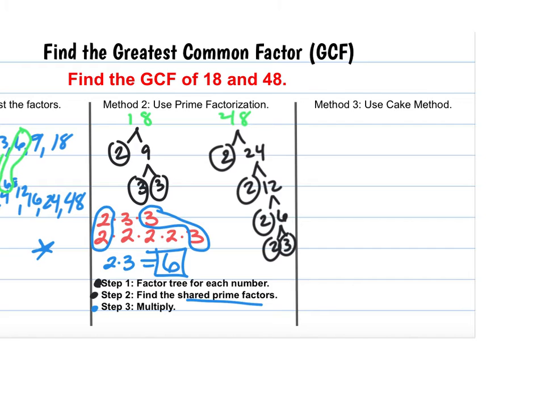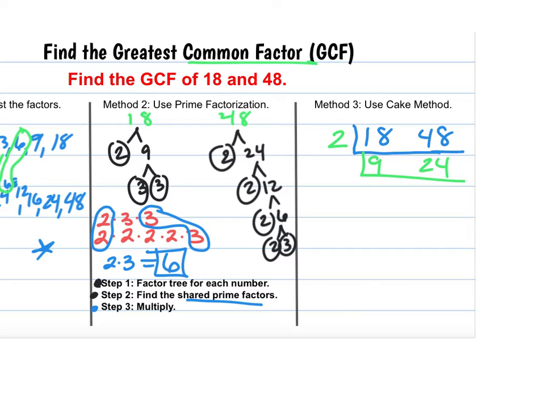So the last method here is the cake method. It's called the cake method because it kind of stacks and looks like a cake. So you're starting with 18 and 48. It's kind of like an upside down division, kind of like division by primes. Pick a number that we know they both share, a factor they share, because we're looking for common factor, which I know is 2 in this case. So then I divide and I get 9 and 24.